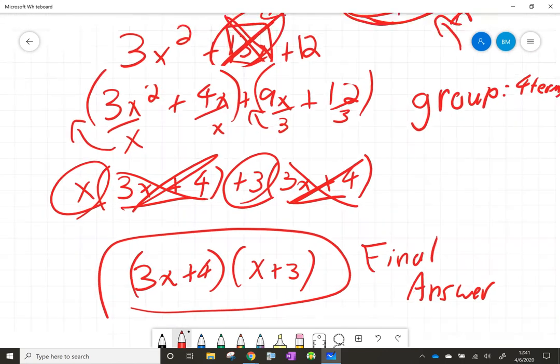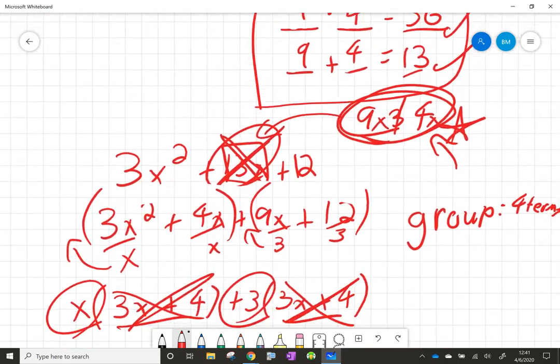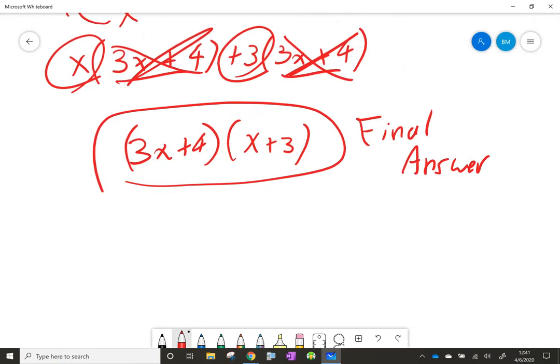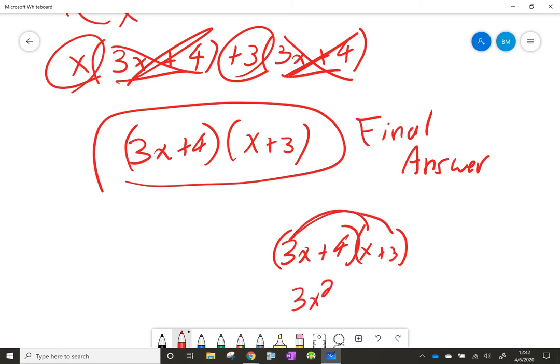So now here's something very important. Factoring and the product go back and forth again. They're hand in hand. If you took the 3x plus 4 and the x plus 3 and multiplied them together, you would end up with 3x squared plus 9x plus 12x. I'm sorry, plus 4x, my bad. Plus 4x plus 12, right?